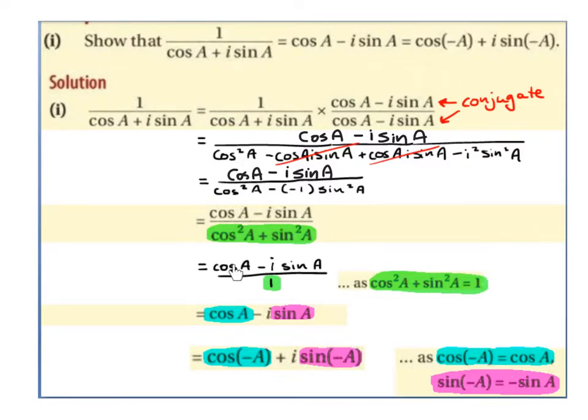So cos A minus I sine A over 1 is just cos A minus I sine A. And cos A will become cos of the angle minus A, because again, from our formula book, cos of minus A is equal to cos A. And minus I sine A will become plus I sine minus A, because minus sine A is equal to sine of minus A, again from our formula book. So we have shown that this is equal to this.